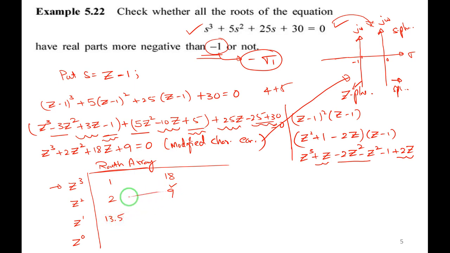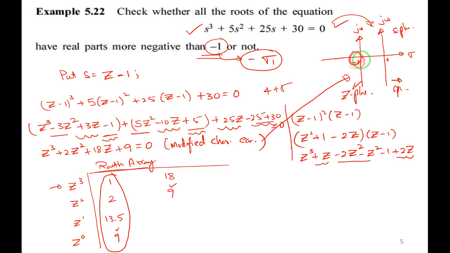So only one element, and this constant term will be coming here. Is it fine? Then observe the first column elements of the root array. All are positive, right? So what is the indication? If all the elements are positive, it means the system has real parts. What are they asking? The system has real parts more negative than minus 1, which means all the roots are lying on the left half of the z plane.